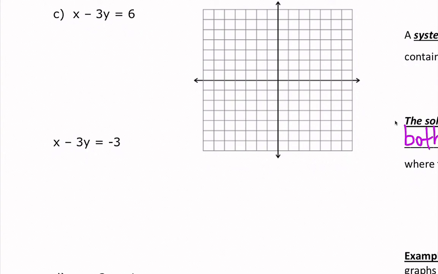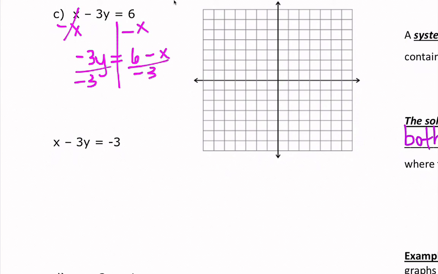All right, so if I look at my first equation, I notice y is not by itself, so that's what I'm going to want to do first. I'm going to take away an x from both sides. My -3y drops down, and I'm going to have 6 minus x on the other. Next step is to get rid of that -3, and I'm going to do that by dividing by -3 on both sides. My y drops down.